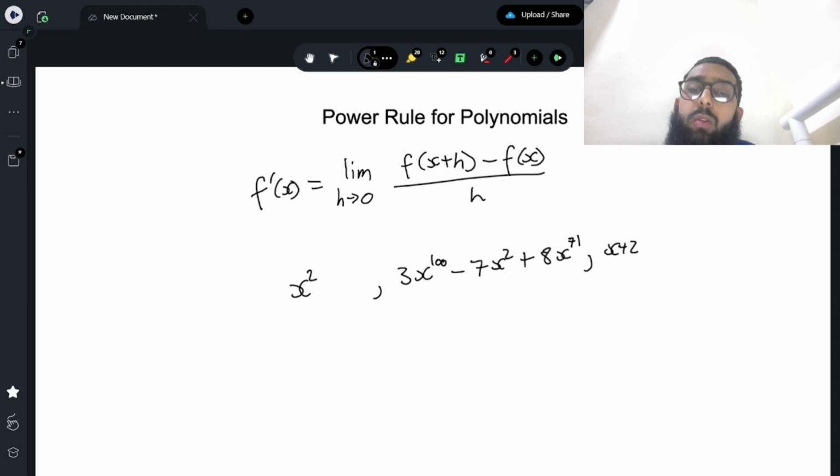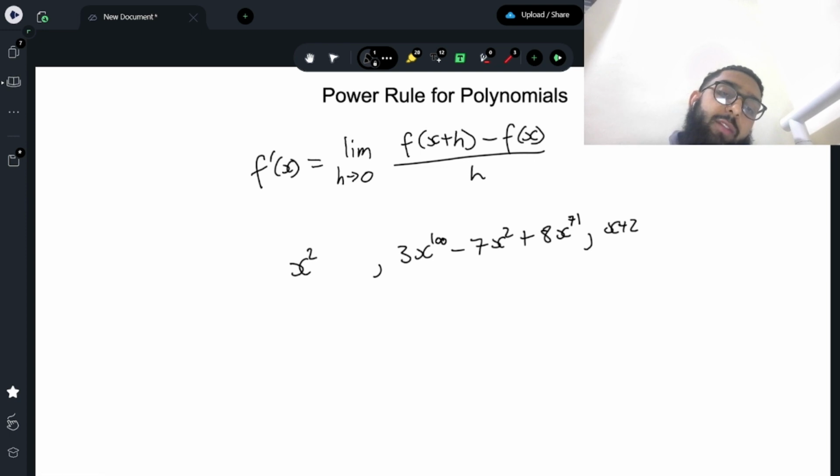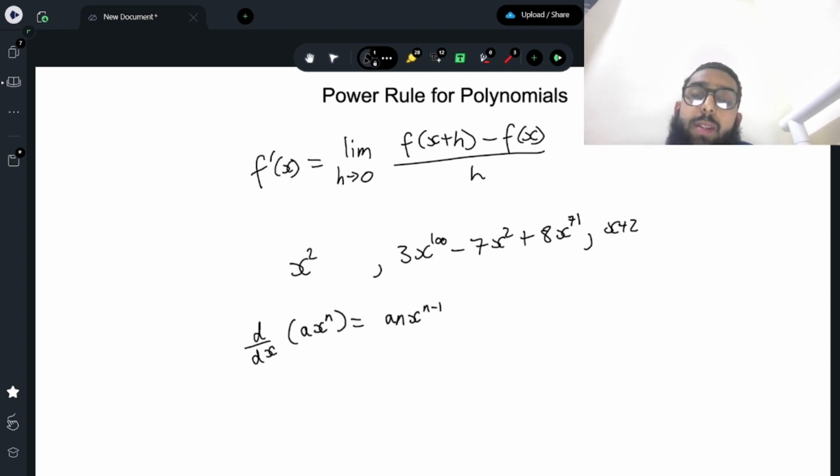This power rule can be used on any polynomial, and the power rule states that the derivative, dy over dx, of a function in the form ax to the nth power equals anx to the n minus 1. Basically, the power is brought down and multiplied by the constant in front of the x, and the power is reduced by 1.